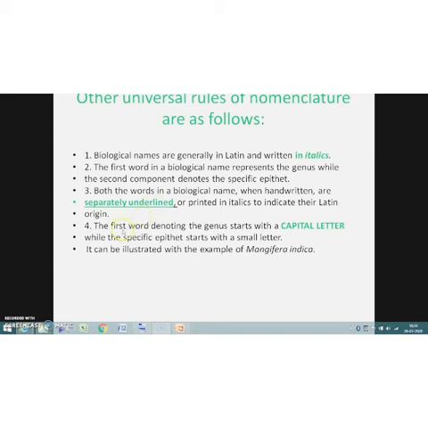Okay, and the first word denoting the genus starts with a capital letter. That means in Mangifera indica, M is capital. All other letters are in small case. Clear? While the specific epithet starts with a small letter. That means the species name always starts with a small letter. Okay, so in a scientific name, always the first letter should be capital. Okay, children? So these are the rules you should remember while you're writing a scientific name.